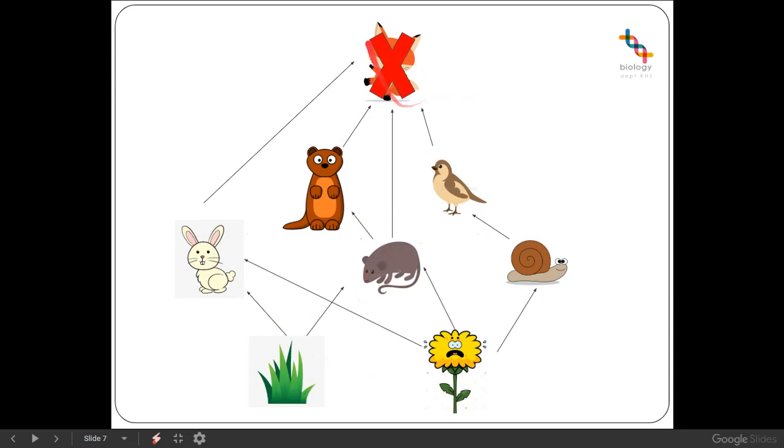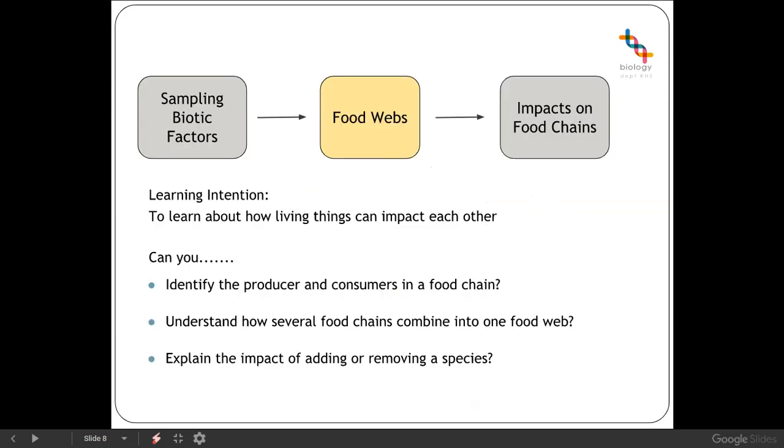So getting rid of one organism doesn't just affect the organisms in its food chain, it can affect all of the organisms that are connected to it. And that's what we mean when we consider the interactions between different organisms in a food web. So from that, you should be able to identify the producers and consumers in a food chain. You should be able to see how several food chains combine into a food web, and explain what happens if you add or remove a species from a food web.